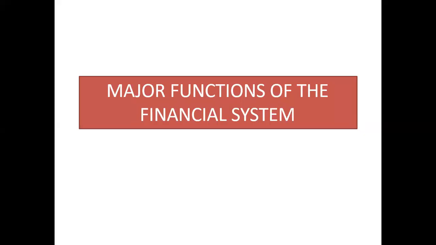In this video, I am going to explain the major functions of the financial system. We know what is meant by financial system. It's a sum total of arrangements for effecting financial transactions among different financial agents, intermediaries, and financial institutions. And the financial system is very important for the smooth functioning of the payment system, credit system, insurance system, etc. in an economy. So let us see what are the major functions of the financial system.